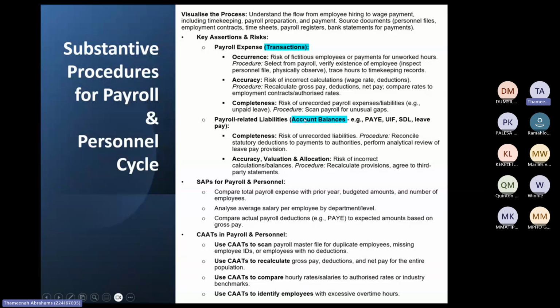So at the end of the year, your audit client would have a provision for leave pay, and you will make sure that the provision for leave pay is right in terms of accuracy, valuation and allocation. You'll check completeness. You'll check for existence and all those things. What you'll do is request the pay slips for a sample of employees at the financial year end, because the pay slip itself will show the balance of the leave for that particular employee. Then you multiply it by the employee's rate.